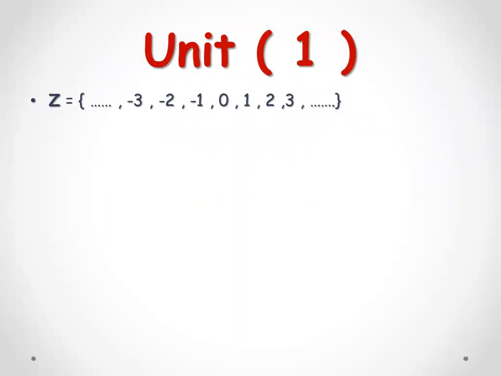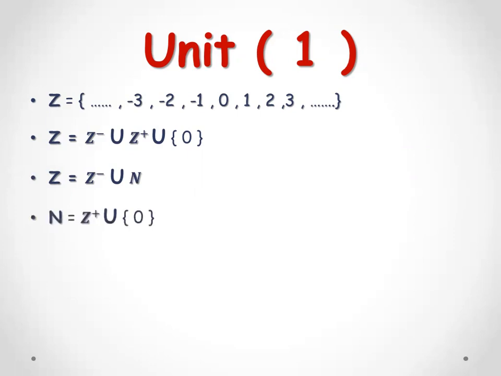Unit 1 is talking about integers, and the abbreviation of integers is Z. Z equal Z negative, Z positive, and set of 0. Z negative, which are the negative numbers, Z positive, which are the positive numbers, and set of 0. We can also say that Z equal Z negative union natural, because natural numbers equal Z positive and set of 0. 0 doesn't belong to Z negative or Z positive. 0 is not a negative or a positive number.